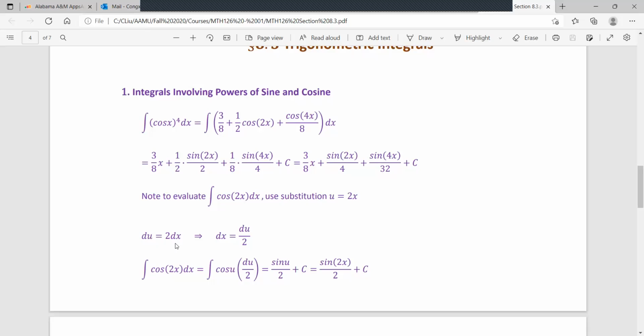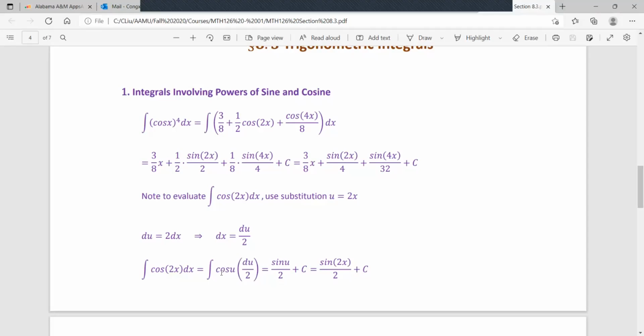Take a differential of u, get du equals 2 times dx. Take a derivative of 2x, you get 2, and then times dx. So if you divide by 2 on both sides, that becomes du over 2. So dx is just du over 2. Now, the integral of cosine 2x just becomes cosine u times du over 2. 2x is u, and the dx is du over 2.